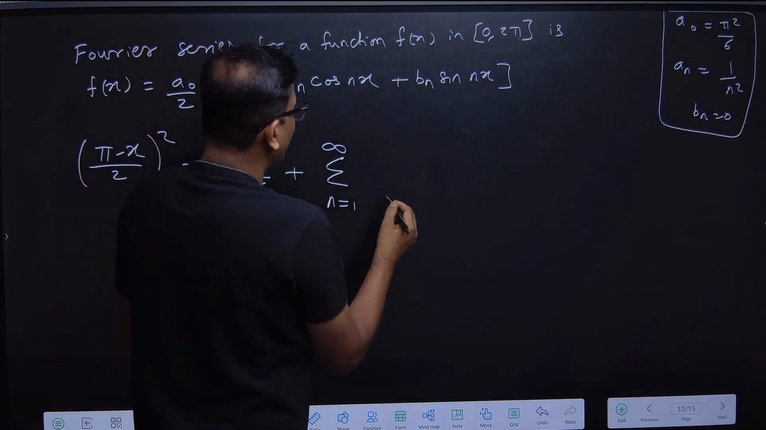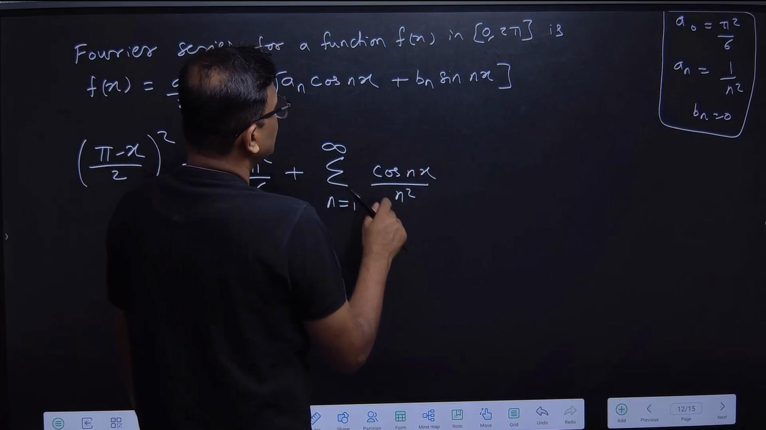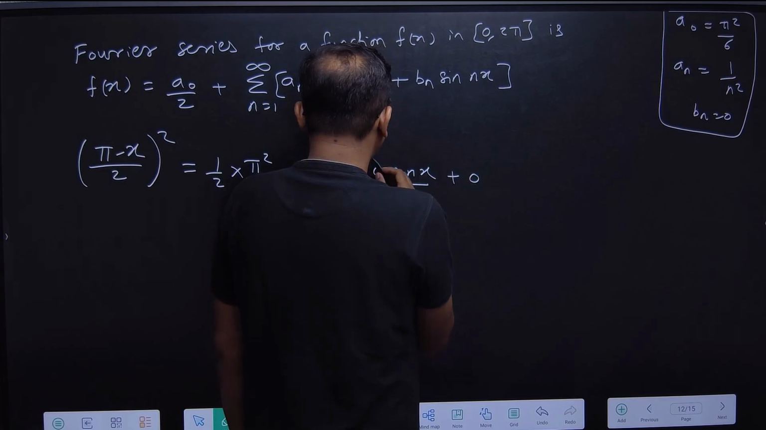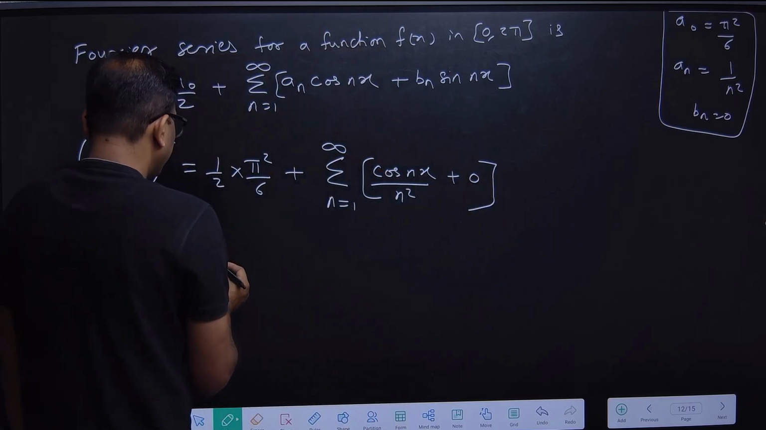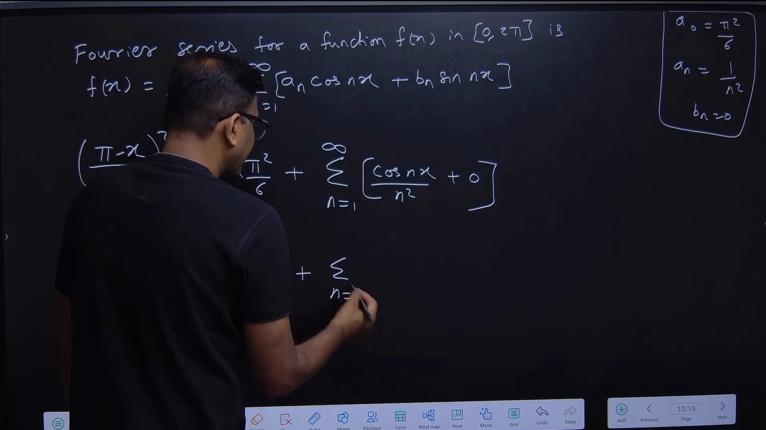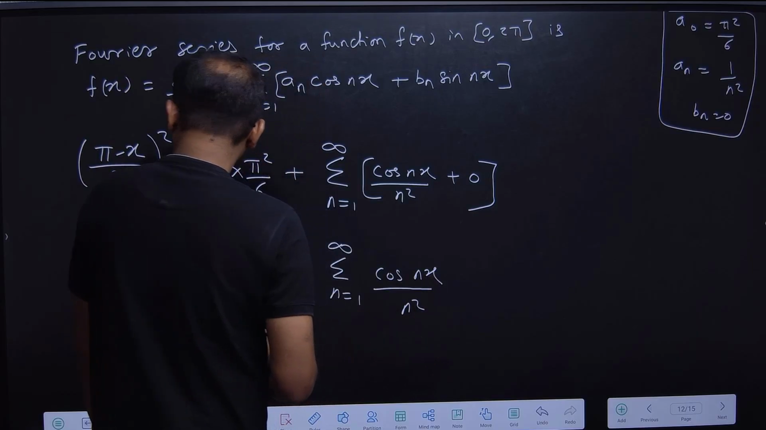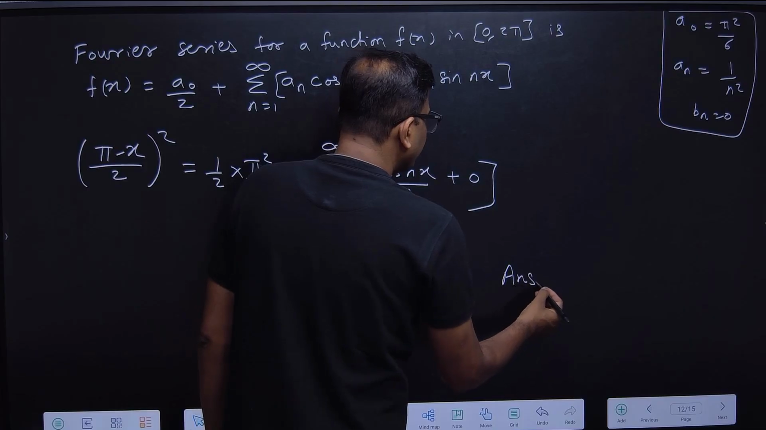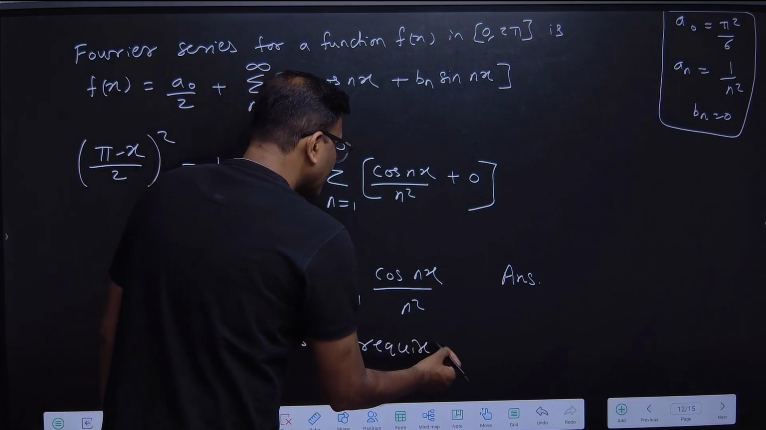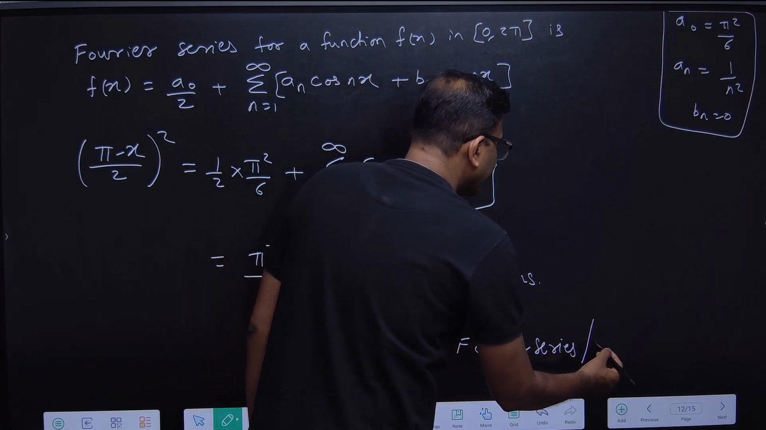An we have got as 1 upon n square. This will be cos nx into 1 upon n square. That becomes cos nx upon n square. Sin nx into bn, bn is 0. So 0 into sin nx will become 0. So we get this as pi square upon 12 plus summation n is 1 to infinity cos nx upon n square as our required Fourier series, or required Fourier expansion.